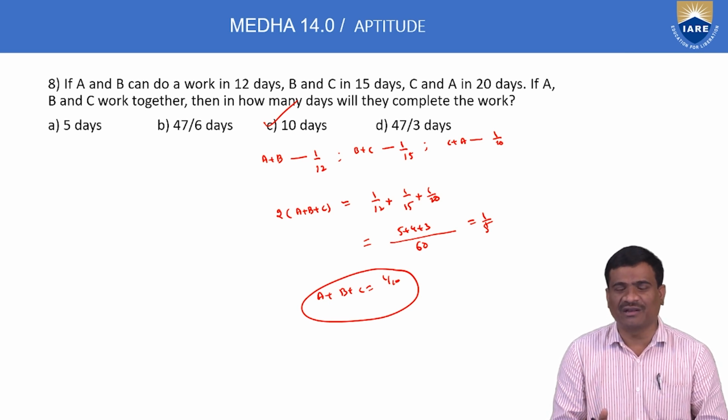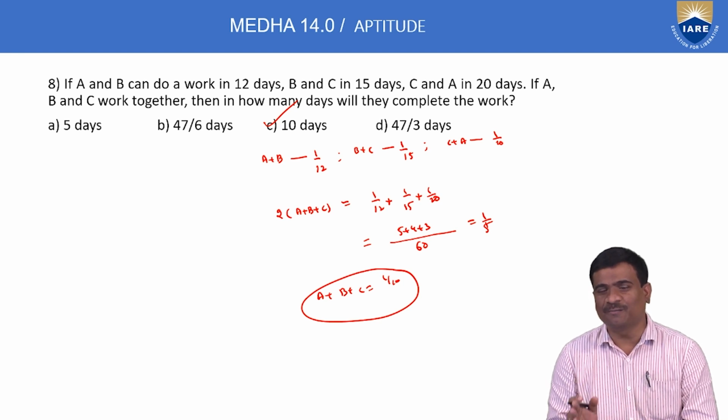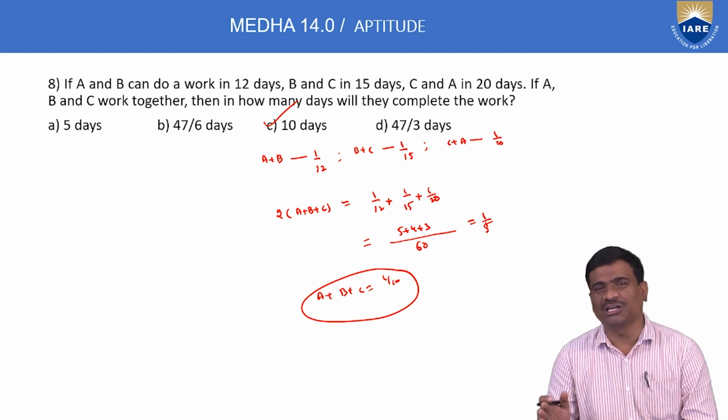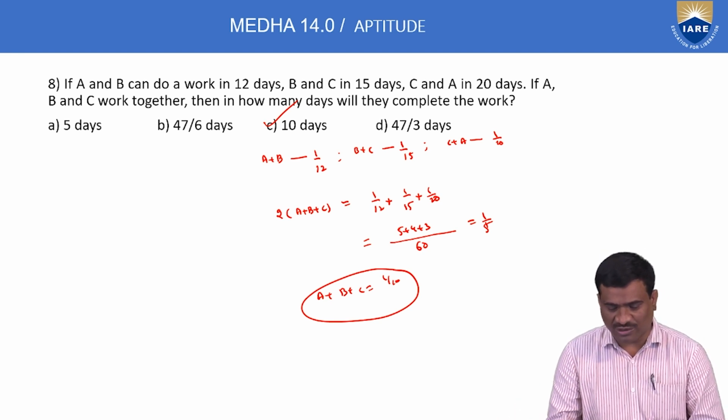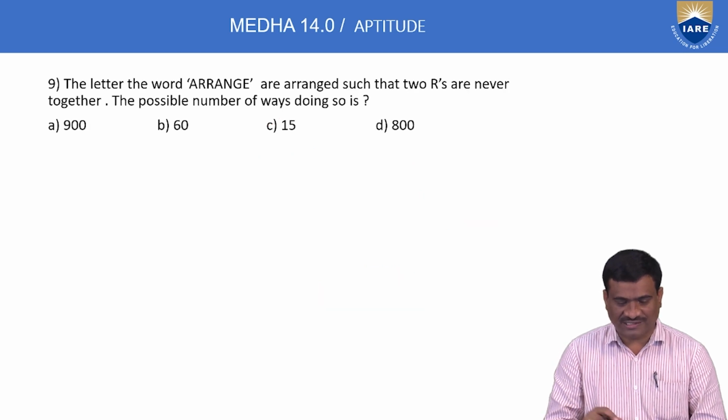Next, second statement. Here we want only A plus B plus C, then 1 plus 2 plus 3, 2 into A plus B plus C. We want A plus B plus C is equal to 10 days. Option C only correct. Next, ninth example.